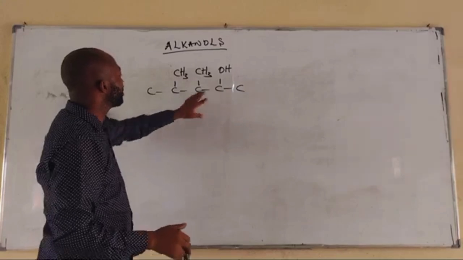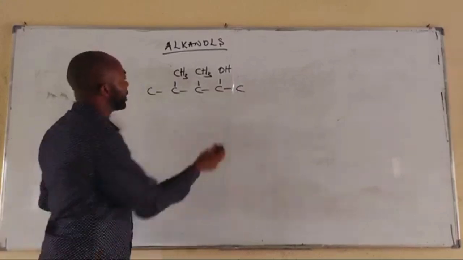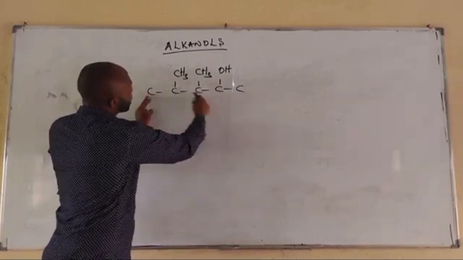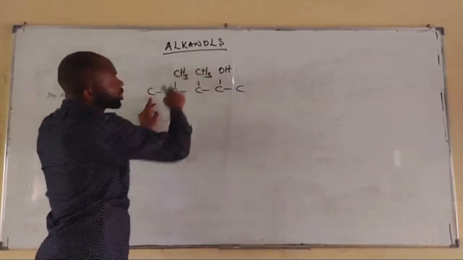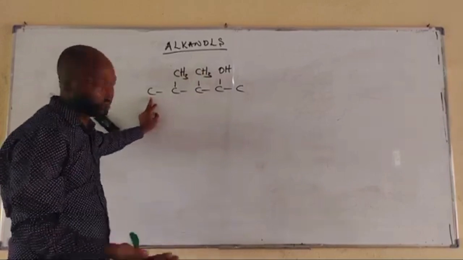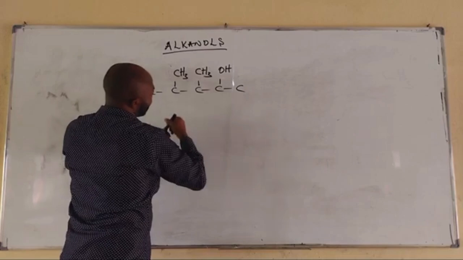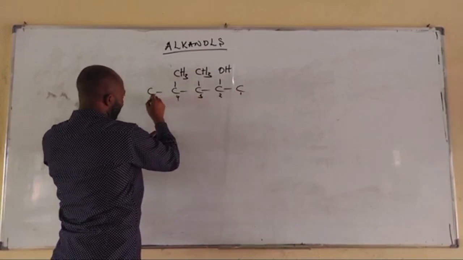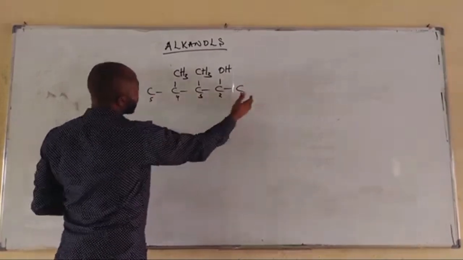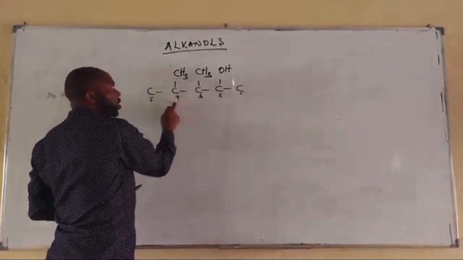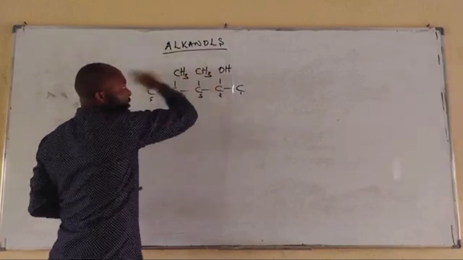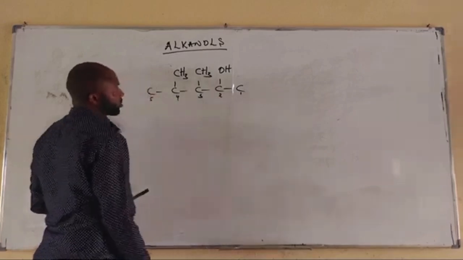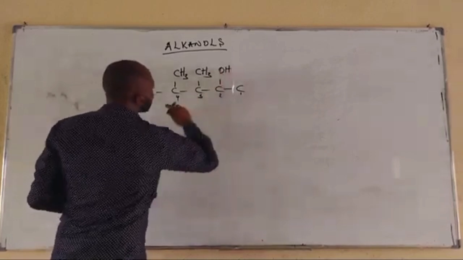If I want to name this, I first of all look at what is my parent chain. 1, 2, 3, 4, 5. Okay, this is my parent chain. This and this are substituents, and they are methyl. So now I have here my positions 1, 2, 3, 4, and 5. So this is 3,4-dimethyl 2-pentanol. That's it.